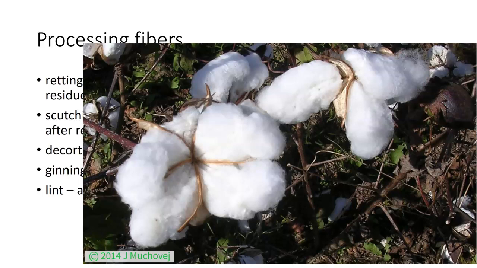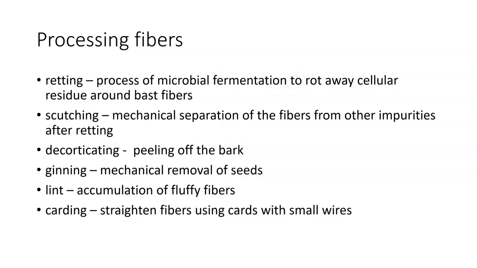This is of course before they go through the ginning process. We have carding. Carding is a straightening of fibers using cards with small wires. If you watch one of the videos, we've got this lady who shows you how to card fibers. What happens with the carding is you straighten them up so that they all are in the same direction, which allows you to twist them together.